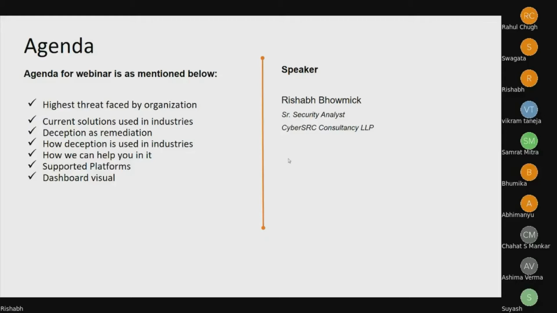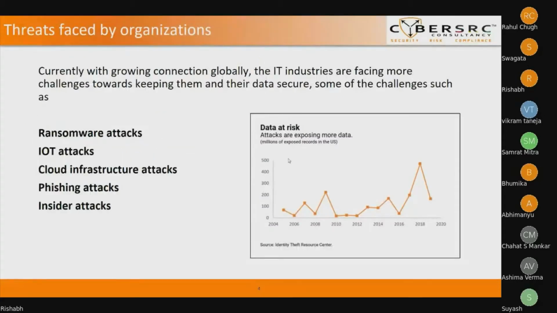So let us begin. Currently, organizations are facing many threats. With growing connections globally, IT industries are facing more and more challenges in keeping themselves and their data secure. Some of those challenges are ransomware attacks, where the attacker will encrypt the critical files of an organization and demand a ransom so that the organization can decrypt them and start working again. IoT attacks, where the attacker will attack the IoT endpoints of an organization to create chaos in their local network.